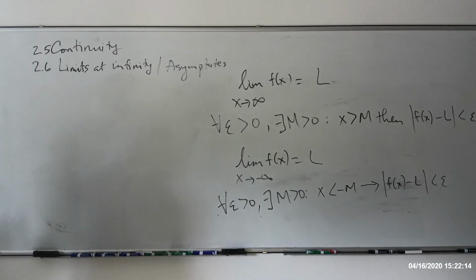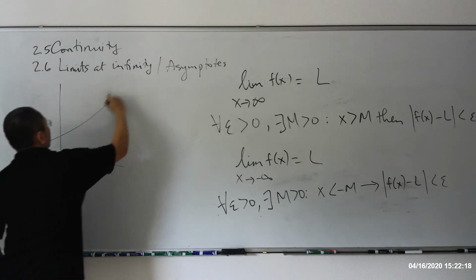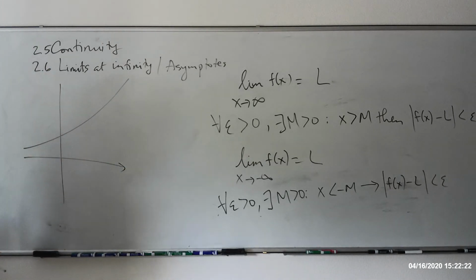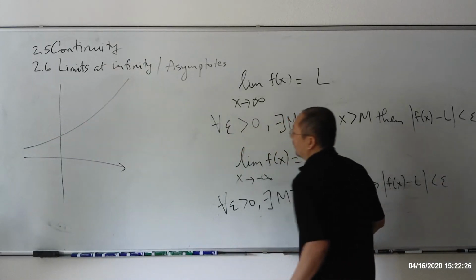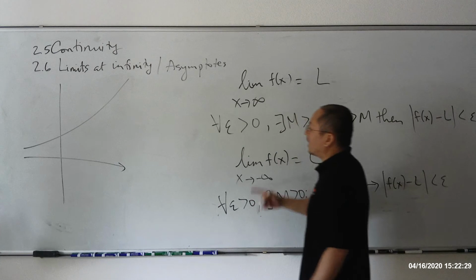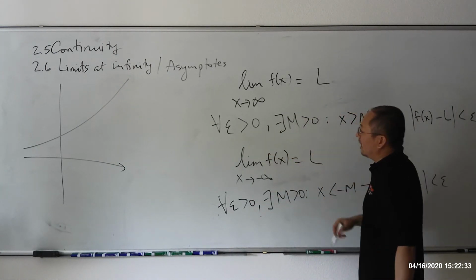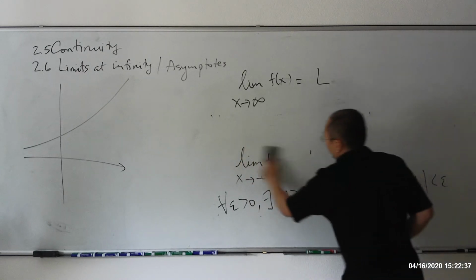Okay. Now we have this kind of infinity. Say you have a graph like this. When x goes to infinity, y goes to infinity as well. Or maybe the other way. Okay? X goes to negative infinity, y goes to negative infinity. I'll just give you one example, one definition of x goes to infinity, y goes to infinity, and the other things you can figure out by yourself.